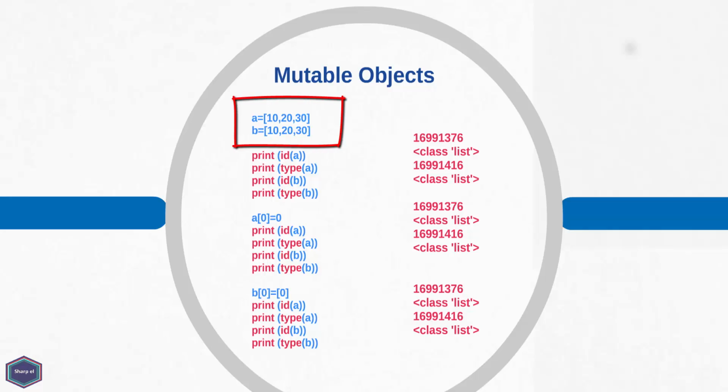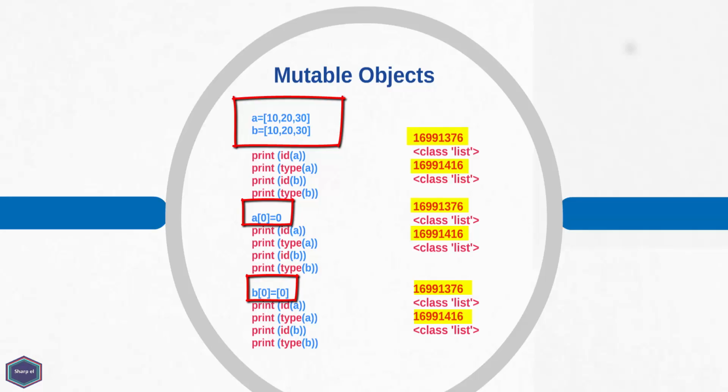We have declared two objects, A and B, of class list. As you can see, even if they have the same values, Python has created two different IDs. In CPython, these are the memory locations for both A and B. Even if we modify list A or B, the IDs of objects A and B remain the same. I hope you can now understand the difference between immutable and mutable objects.